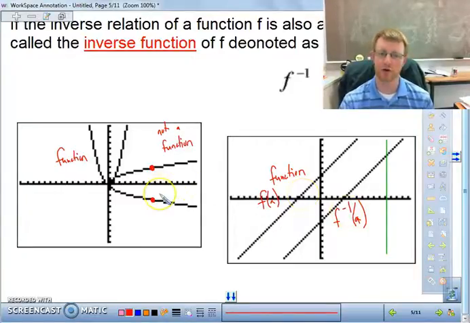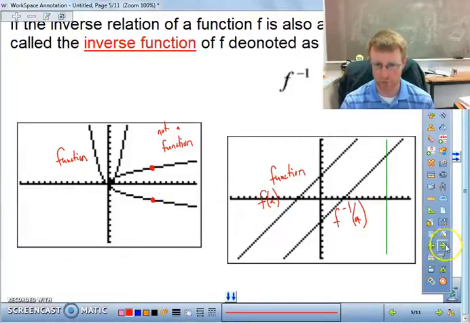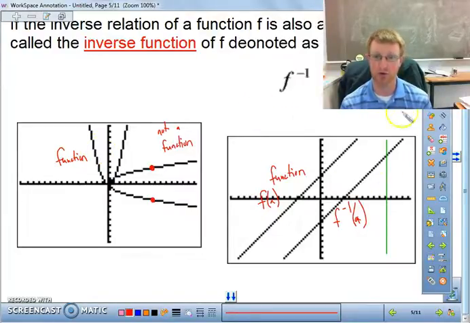Okay, so you can use the vertical line test once you have both functions graphed. The vertical line test is something that we've used for a long time to determine whether something is a function or not. And really all we're looking for is, does it go through more than one point?